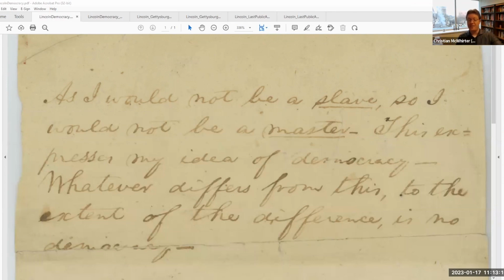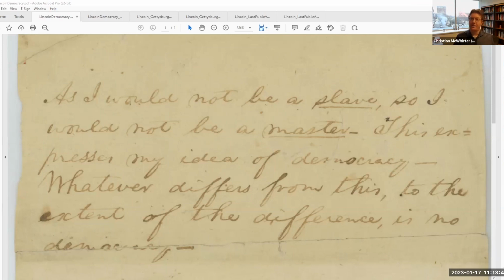And so you get to the end of this quote, where he says, whatever differs from this to the extent of the difference is no democracy. So Lincoln is kind of building his political stance in this document: that anything he encounters that breaks this one truth he's got, that if you won't be a slave, then you can't be a master, is therefore anti-democratic. And really, Lincoln does his best to stick to that throughout his political career, and then especially once he becomes president.